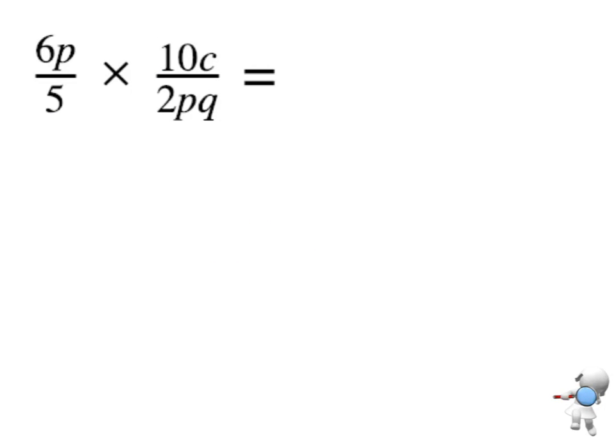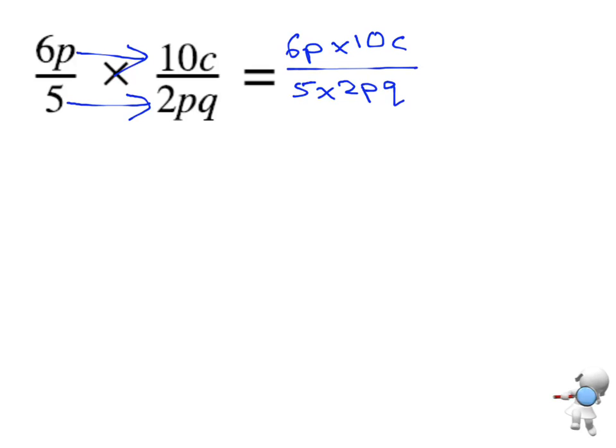Let's try this one. With this one, there's a couple of ways that we can do it. We can either cancel and simplify first and then multiply, or we can multiply and then simplify. So I'm just going to do the multiplying first and say, right, I want to multiply the numerators. So that's going to be 6p times 10c on the top. And then I multiply the denominators, 5 times 2pq on the bottom.